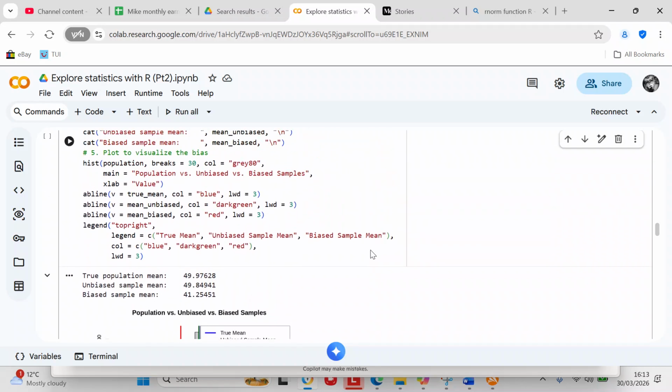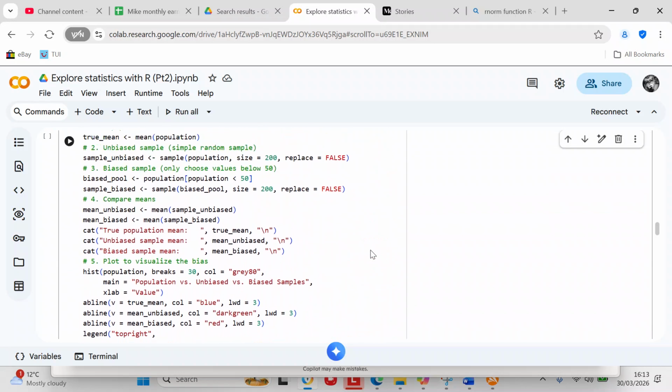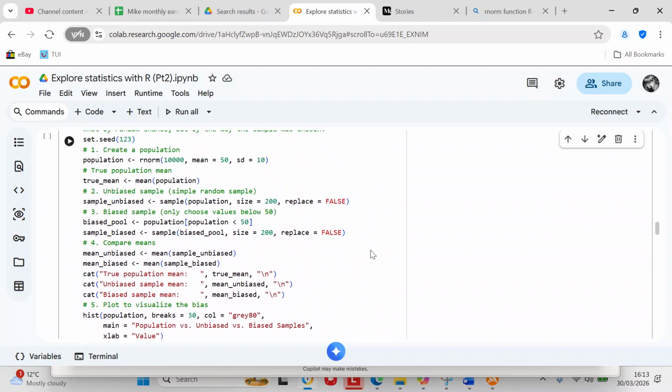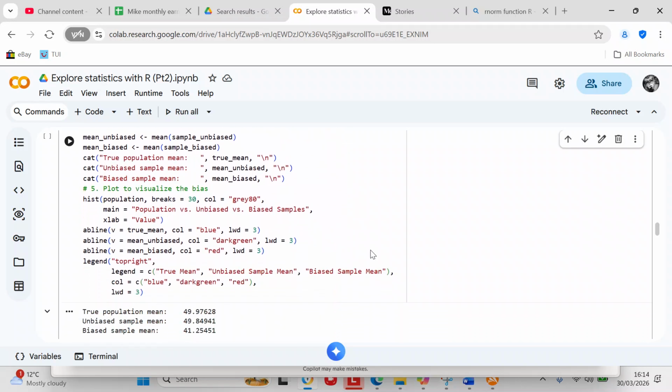And then so we can go ahead and reinforce that by looking at your population is a randomly selected normal distribution of 10,000 values with a mean of 50 and a standard deviation of 10. Your unbiased sample mean is a sample of the population, and it's going to take 200 samples, and replacement is false, so it's not going to replace that. And your biased sample mean is a sample of the biased pool, which is everything below 50, with 200 samples, and the replacement is going to be false as well.